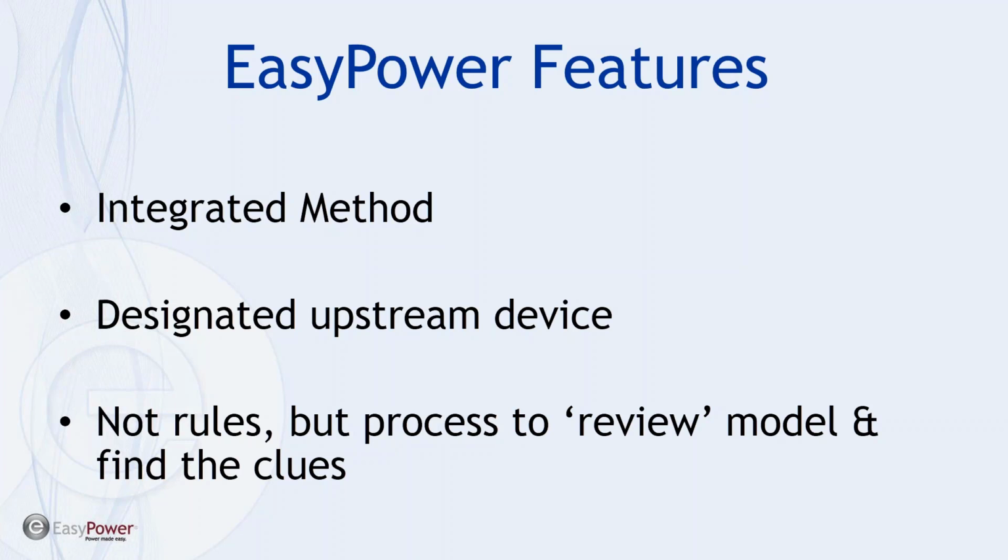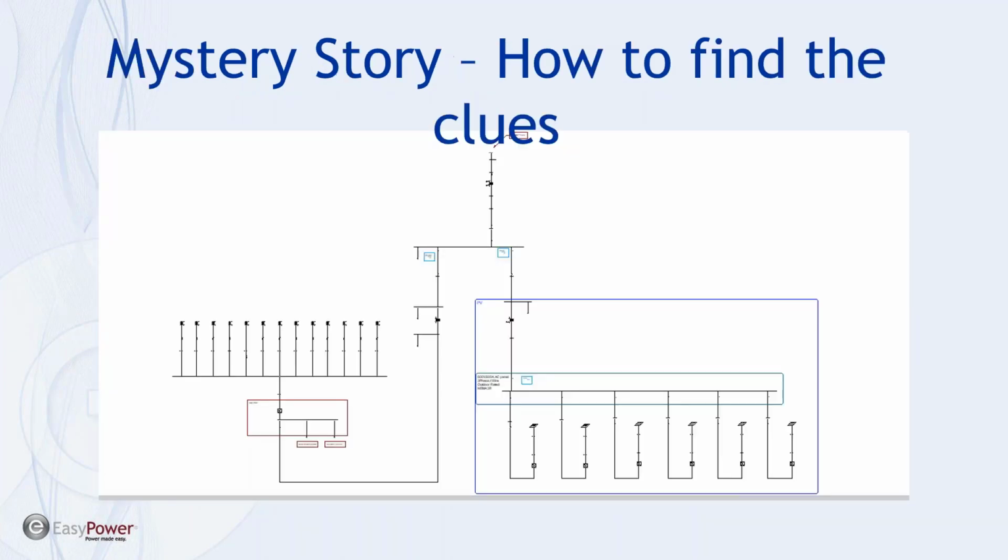Also, there's a feature that's been recently added in EasyPower 9.8 where you can designate specific upstream devices that the bus is responding to rather than the normal top-down current flow. And again, these are not rules, but more a focus on process and a way to use the tools to find the clues to what may be interfering with your ability to complete the analysis.